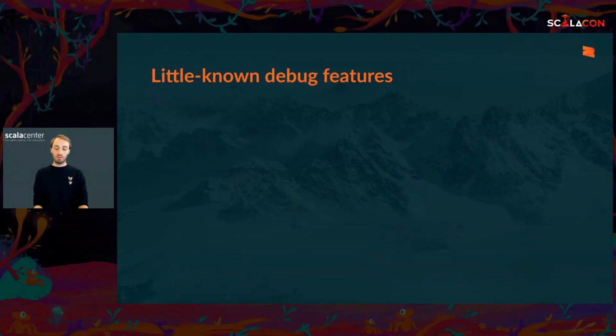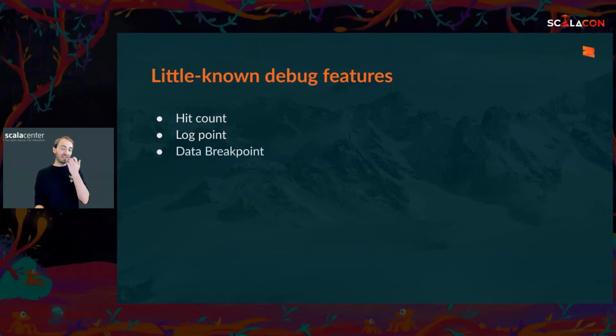A few little known debug features that are really cool and that you should try are the hit count that we saw, and the log point. So the idea of a log point is you put a breakpoint that will print something to the debug console. So the program won't stop at the breakpoint, but it will print something. So this is the alternative version of adding a lot of printlns in your code. A data breakpoint is for the program to stop when some variable is accessed. This is very useful, I think, and it already works.